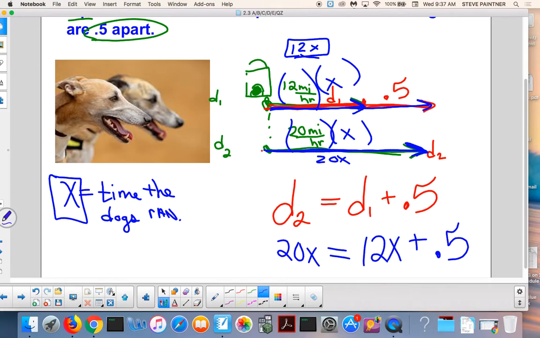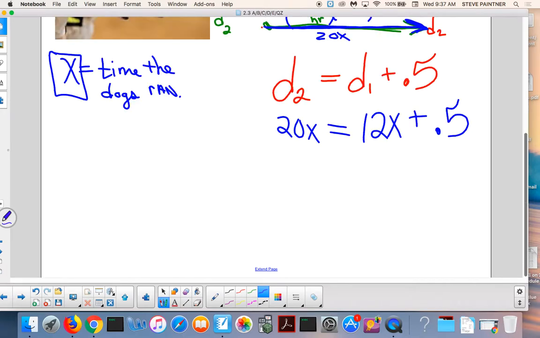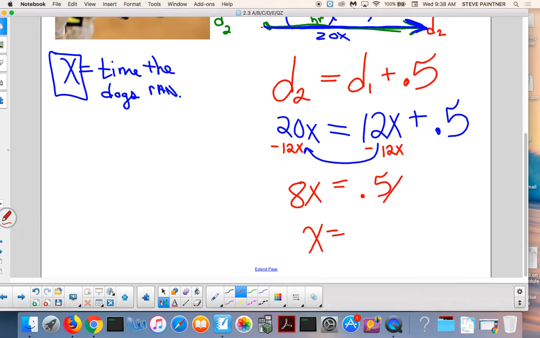You know what? I gave you this problem like 2 weeks ago. I said solve it. Well, now solve it. It should take you about 20 seconds. You know why? Move the X terms on the same side. 8X equals what? 0.5. Divide by what? 8. I don't know. What is it? 0.062.